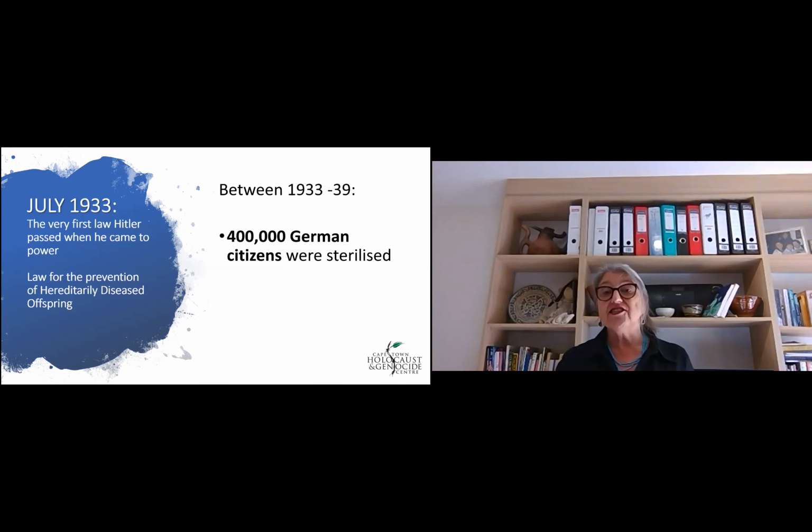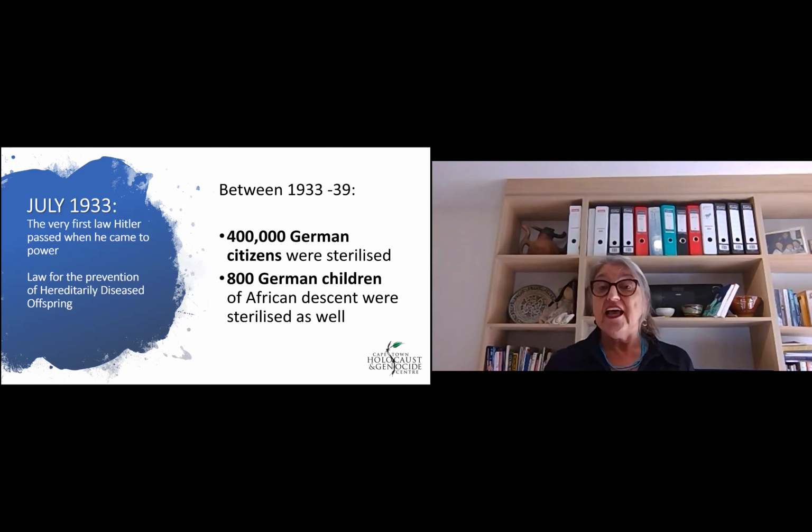Between 1933 and 1939, that's a period of 6 years, 400,000 German citizens were sterilized, 800 of whom were German children of African descent. Remember, I told you that the Rhineland was occupied by France, who brought soldiers from the countries that they occupied in Africa, and those soldiers met women, married, had children.